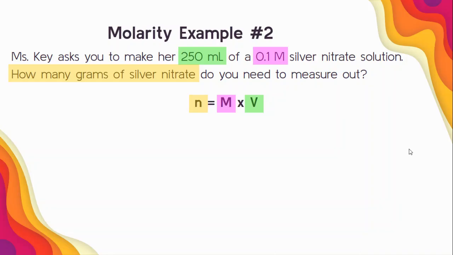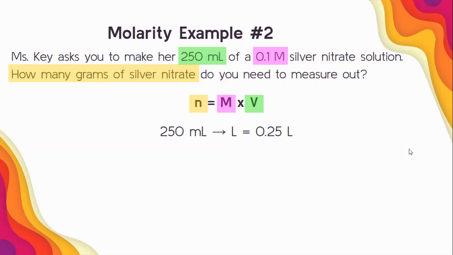Since we are being asked to solve for grams, grams is not in the molarity equation, but moles is. And we know that we can convert moles to grams. So I rearranged the molarity equation to set it equal to N. I just multiplied both sides by V. That's all I did. So N equals M times V. We are given the molarity. I highlighted it in pink. We were given the volume. I highlighted that in green. And then we're asked for moles, which will then convert to grams.